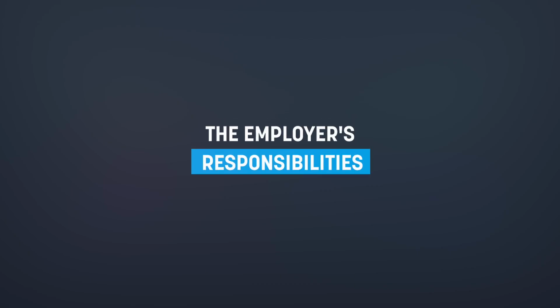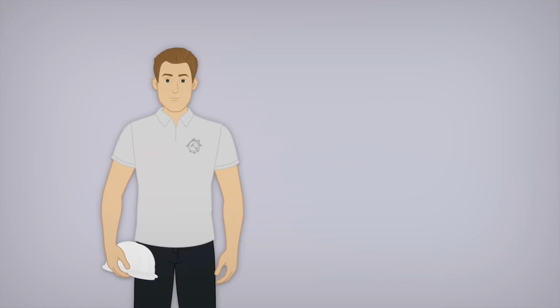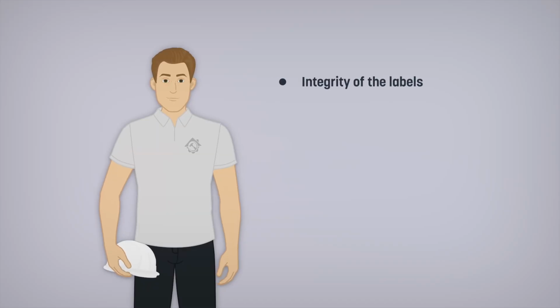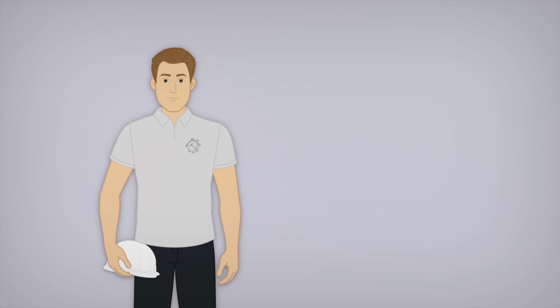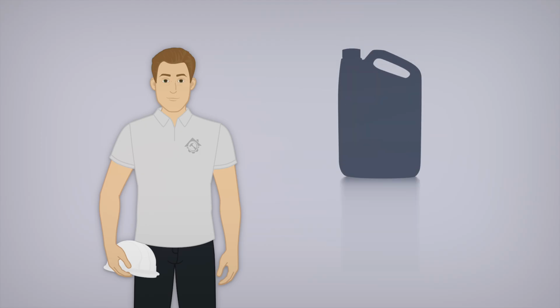As an employer, you have responsibilities related to the products used on the construction site. You must ensure the integrity of the labels. Make sure that the SDSs are easily accessible on all job sites, and validate the procedures and PPE for each product. You must also make sure that all workers are trained according to the products used on the job site, and not forget the new workers. Every time a new product is used, you must go through these steps.